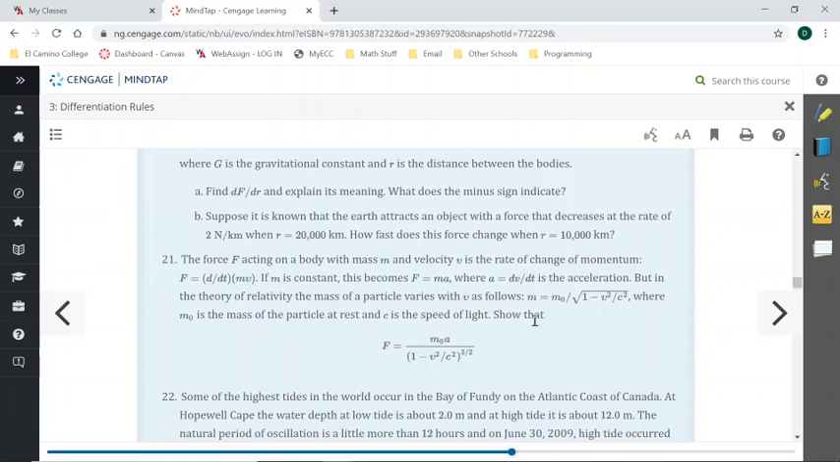Show that in that case, if the mass is not constant, but instead, according to the theory of relativity, derived by this formula, show that instead the time rate of change of the momentum would give us this formula instead.